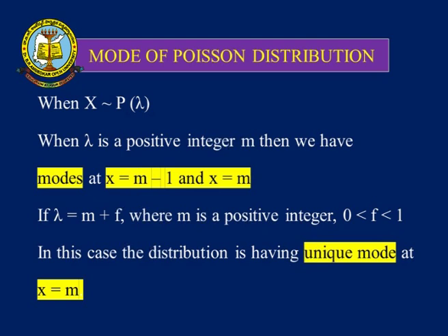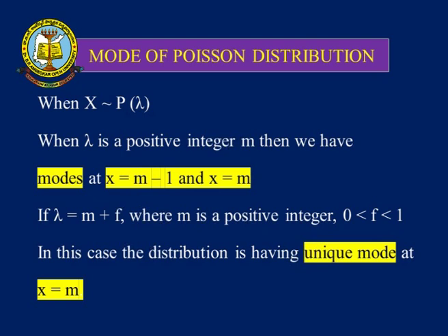When x follows P of lambda, where P of lambda is the probability mass function of the Poisson distribution, P of lambda is equal to e to the power of minus lambda, lambda power x by x factorial, as you know. When lambda is a positive integer m, then we have the mode at x is equal to m minus 1 and x is equal to m.